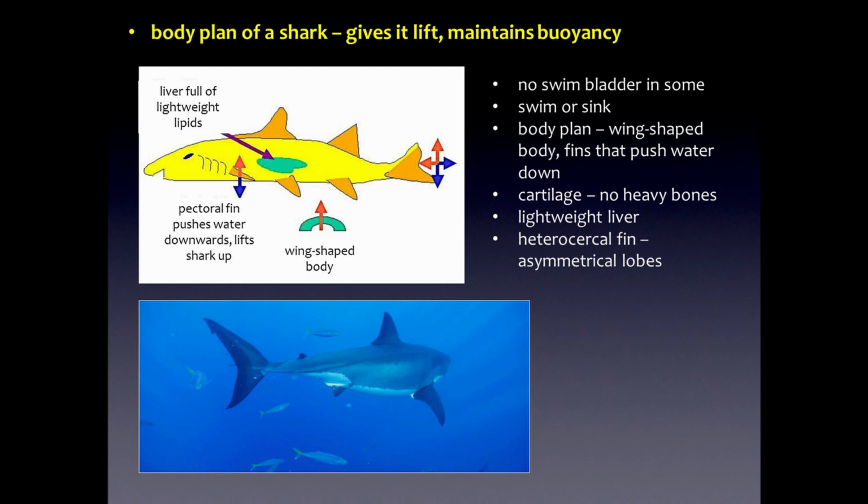Well, we see a couple of things within sharks. First of all, in some of the sharks, we have no swim bladder. So they have to either swim or they sink. So they're active swimmers. If we look at a shark's body plan, the body plan is ideal for allowing it to push itself out of the water. It has a body that's wing-shaped. That helps. But it also has its pectoral fins. And what happens is the pectoral fins push the water both downwards and backwards. And this helps to propel the shark forward.